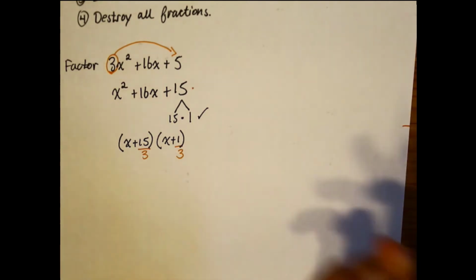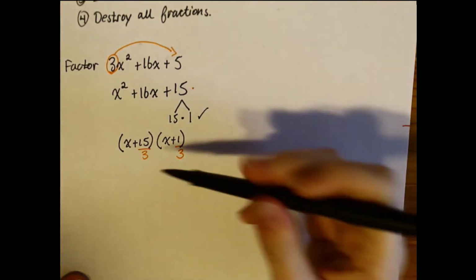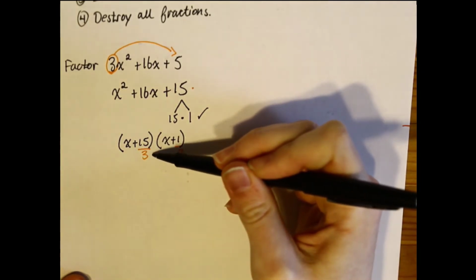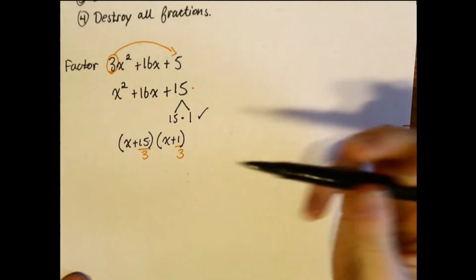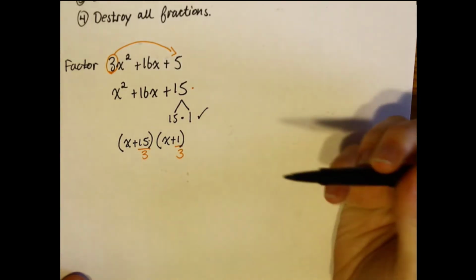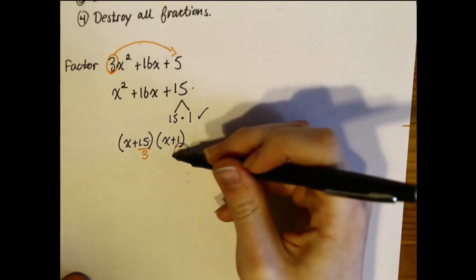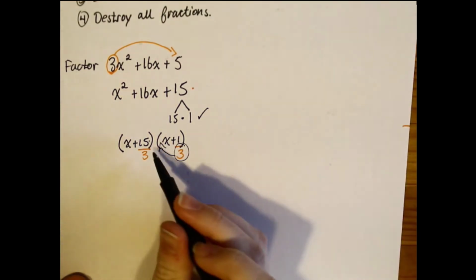Okay, so now step 4 just says destroy all fractions. We did not talk about how. So if you have division that gives you an integer, like 15 divided by 3, we're just going to change that to 5, because 15 divided by 3 is 5. If you have a fraction that does not equal an integer, like 1 over 3, we're actually going to do something different. We're going to take the denominator and move it out front of the x.